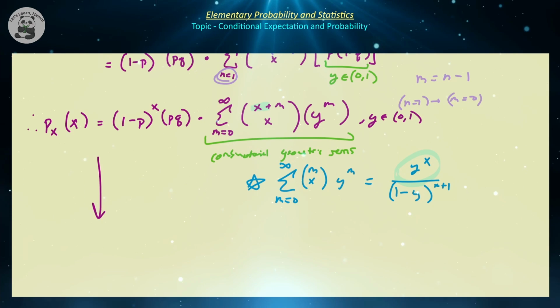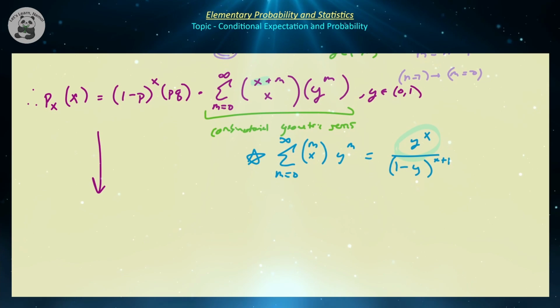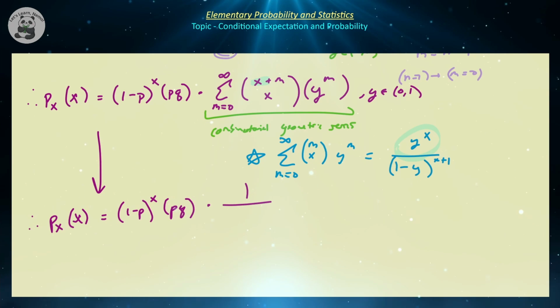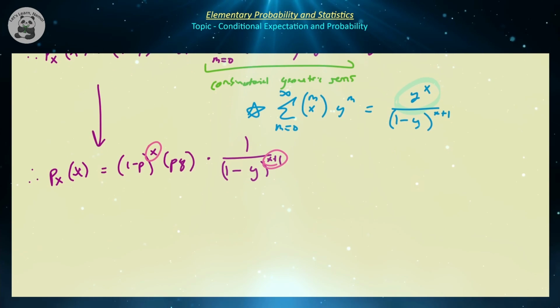So once we use this beautiful identity, what we're going to have here is p_X(x) equal to (1 − p)^x times pq, times 1 over (1 − y)^(x+1). So once we have that, then I can actually decompose this x + 1 into an x and a 1 term and combine those x exponent terms together.